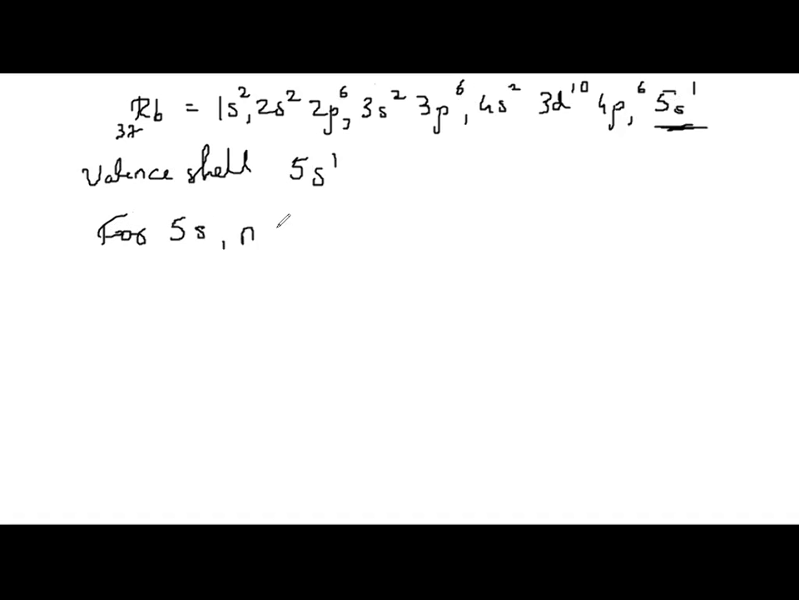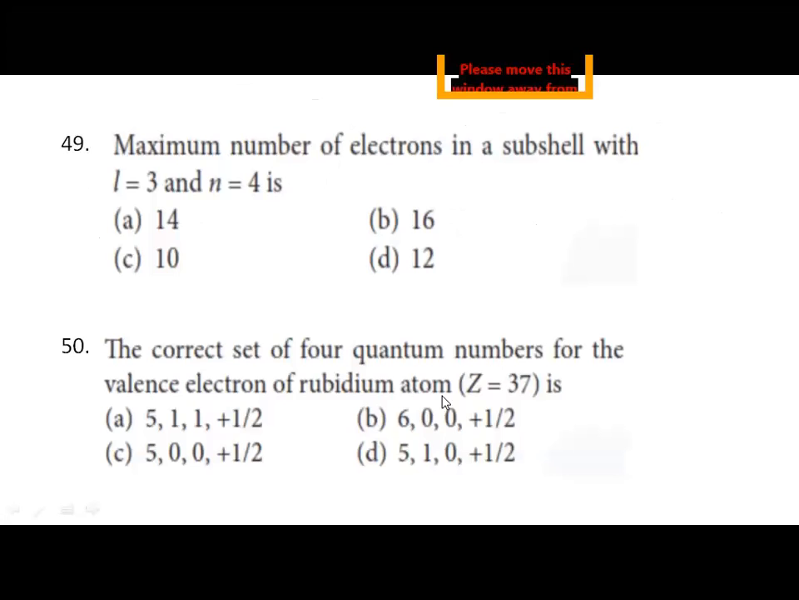For 5s, what is the value of n? N is 5. What is the value of L? For s subshell L is 0. What is the value of M? M is also 0. What is the value of S? S can be plus half or minus half. We cannot always say it is plus half only or minus half only. So 5, 0, 0, plus half or minus half. Plus half is given, so option C is the correct option.